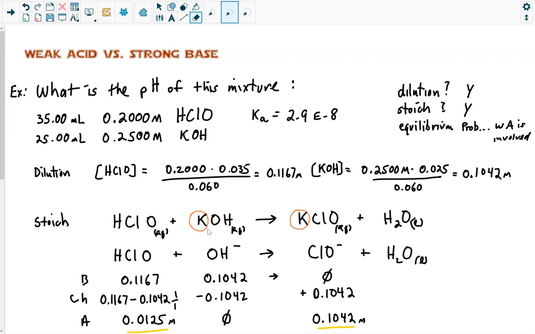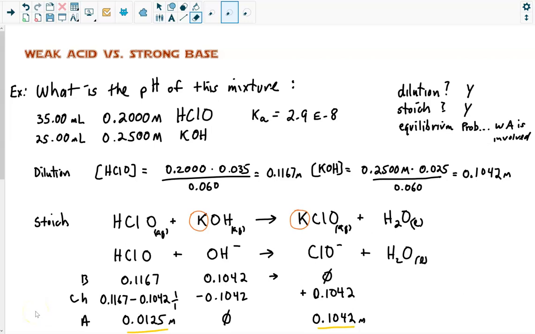And then the third question, is there an equilibrium? Well, you really won't know that until you get done with the stoichiometry question, but you have to think you might be doing an ICE table, because whenever there's a weak acid or a weak base involved, a lot of times after the stoichiometry an equilibrium is set up between a conjugate acid or conjugate base and water.